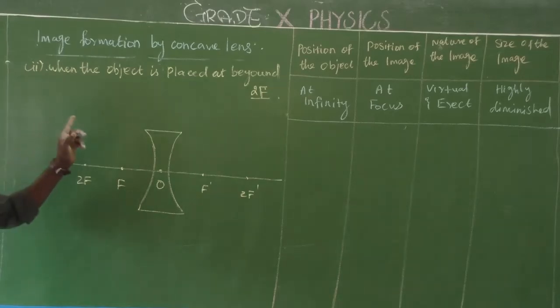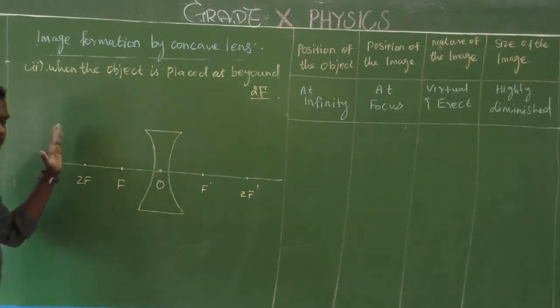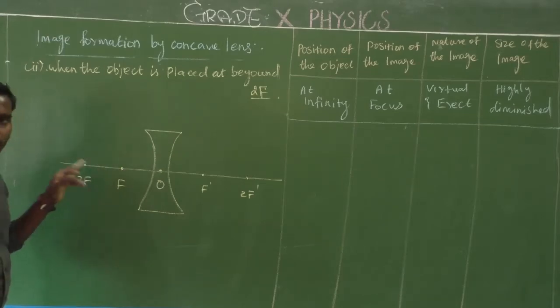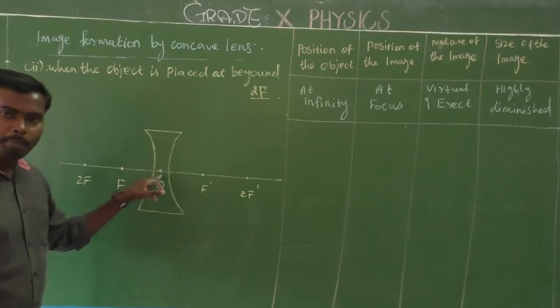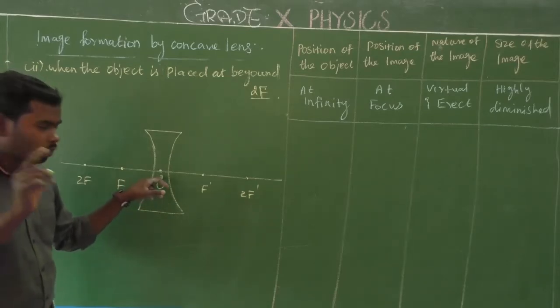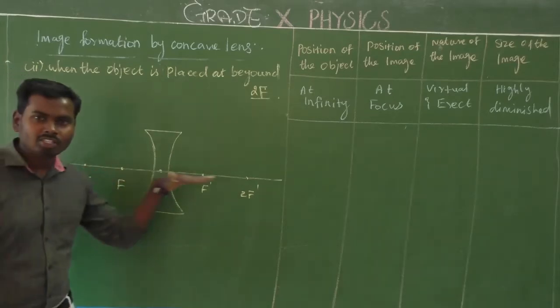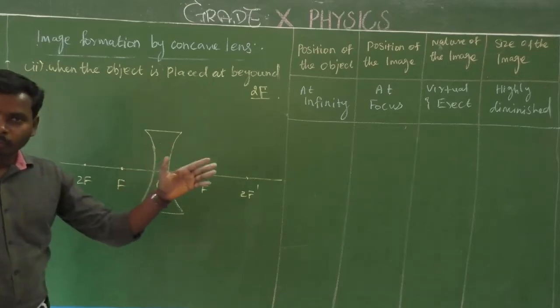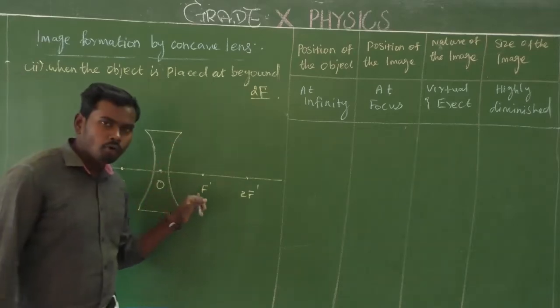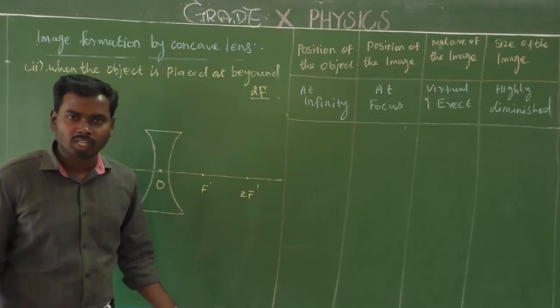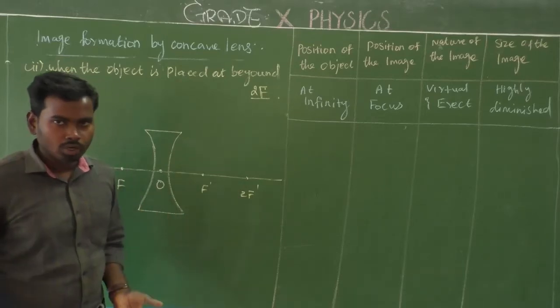Next I am going to place the object where? Beyond the 2F, beyond twice of its focal length. Is it clear? Yes. First consider the concave lens. The center point of a concave lens is the optical center O. Next, an imaginary line which passes through the optical center is the principal axis. Then the first focus and twice of its focal length, then the second focus and twice of its focal length. That's all. Very simple. Is there any doubt? No doubt. Is it clear?